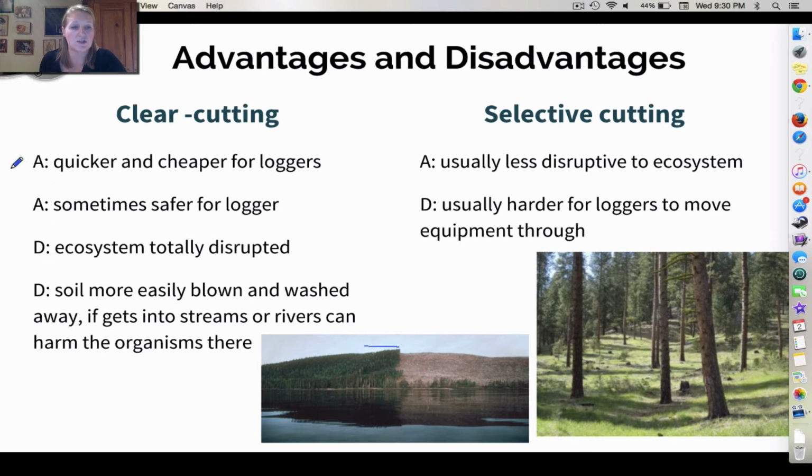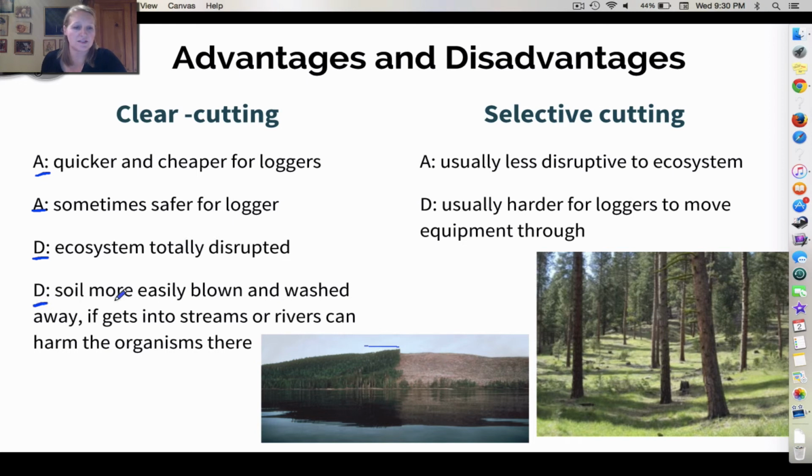A disadvantage, so these were advantages. A disadvantage is an ecosystem is 100% disrupted, right? All the animals that lived here no longer have shelter, they no longer have food, there's nothing available for them to live on. It's kind of like that example of the tundra versus a rainforest, right? It absolutely disrupts an ecosystem.